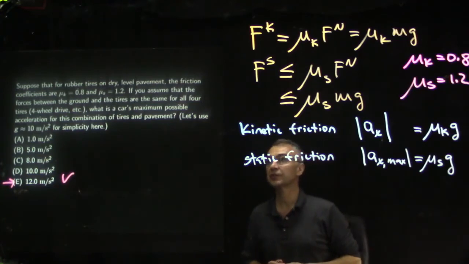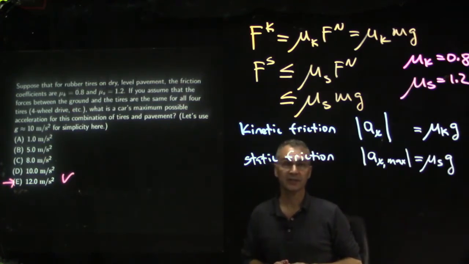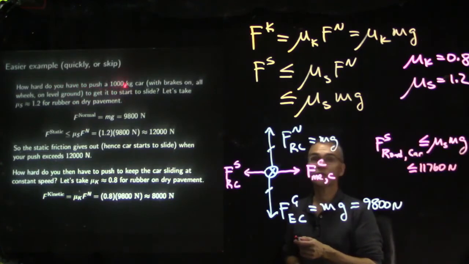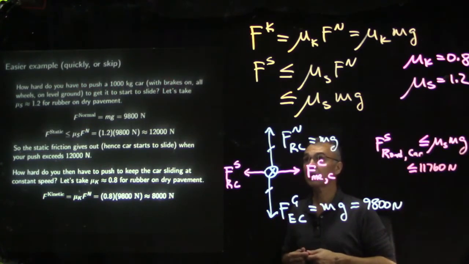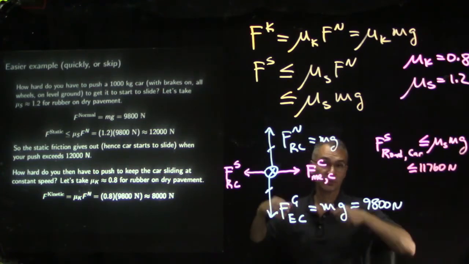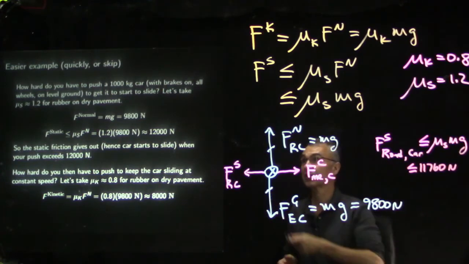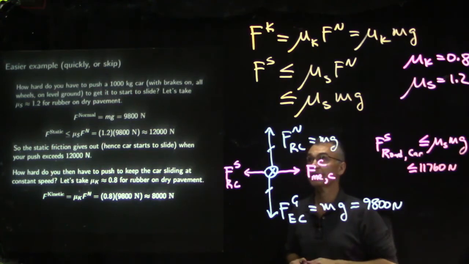This is another reason, by the way, that we like anti-lock brakes: static friction can decelerate the car faster than kinetic friction can. How hard do you have to push a 1,000 kilogram car with all of its brakes on, all of its wheels on level ground, so the wheels are locked by the brakes, to get it to start to slide? And let's take mu static is 1.2 for rubber on dry pavement.